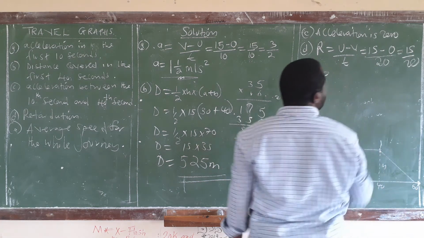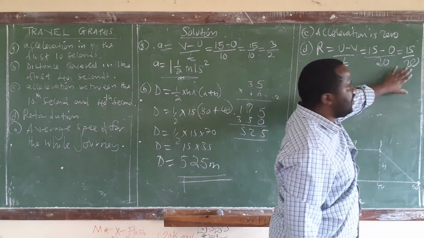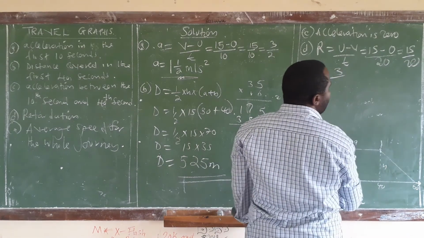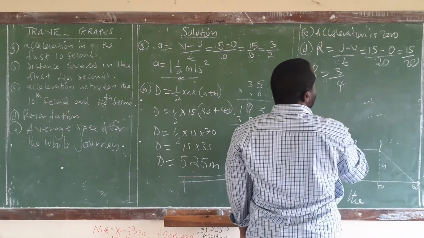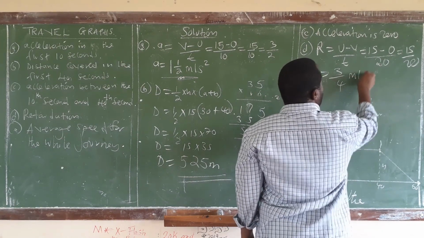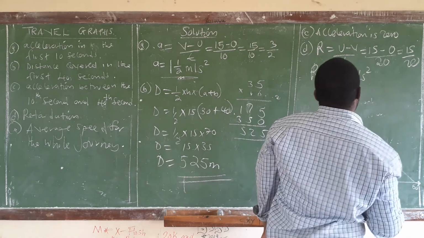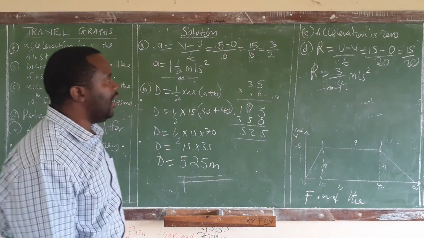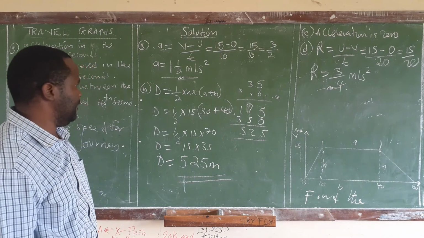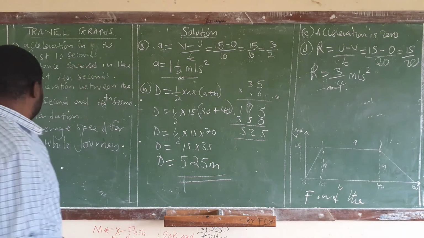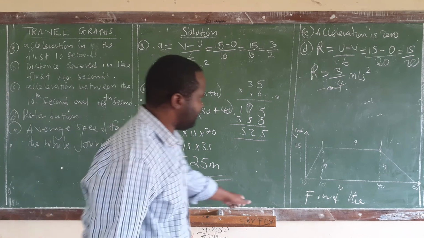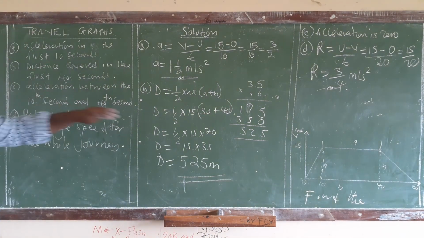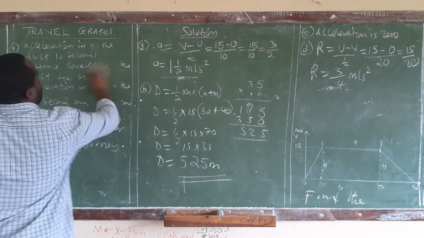Now the common factor here is a 5. 5 into 15, 3. Divided by 4. Or it is 0.75 if you want to divide it. That is our retardation or deceleration. Okay, then the last part. I hope now you've got everything.